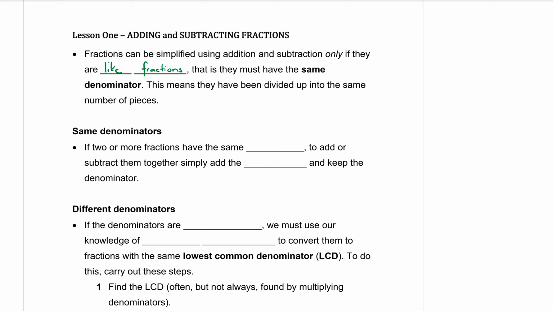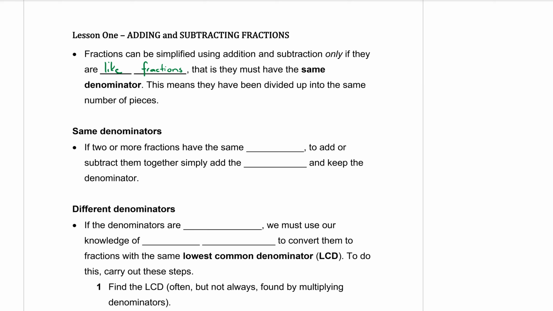Now that word, like fractions, means that they have to have the same denominator. This means that they have been divided up into the same number of pieces. And that is the only way to accurately, time after time after time, add and subtract your fractions together. Yes, there are shortcuts. Yes, there are other strategies that some of you may know to do this in a faster way. But we want methods that are going to work for all the questions, including the harder ones, a process that is always going to work for us.